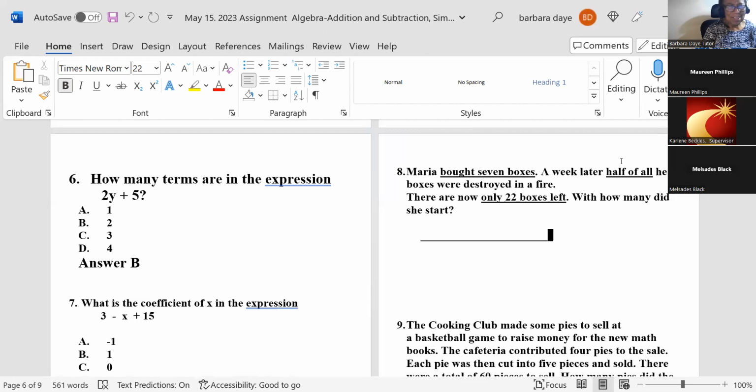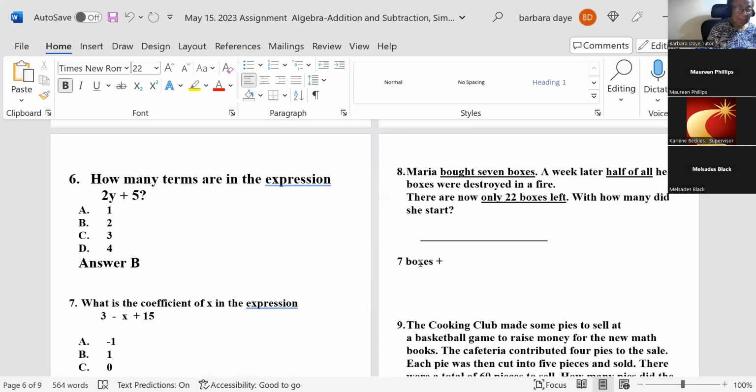What am I missing here? A week later, half of the boxes were destroyed by fire. So it'd be half of the 7 boxes that was destroyed by the fire, right? Okay. Now let me just put something here for you. There are only 22 boxes left. Which means she had some boxes before, so she bought 7 more boxes. Yeah, she had some boxes and she bought 7. So after she brings home that 7, a week later, half of the boxes were destroyed. She only had 22 left.